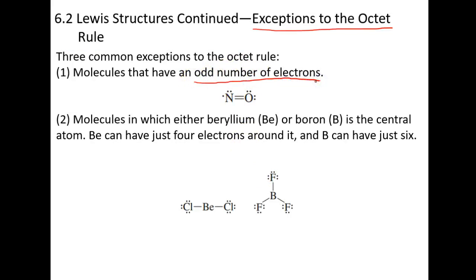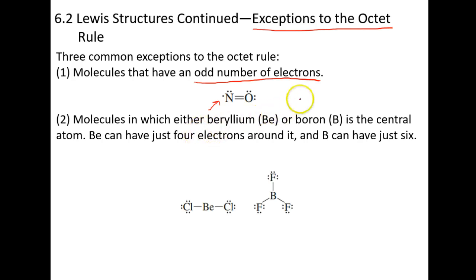I don't know if you realize this, but every example we did, there's always an even number. And you should be thinking to yourself, well, why is there an even number? And you should realize, well, everything is pairs of electrons. Pair, pair, pair, pair. So you're always going to have an even number. Well, sometimes you might have an unpaired electron, like in this case.